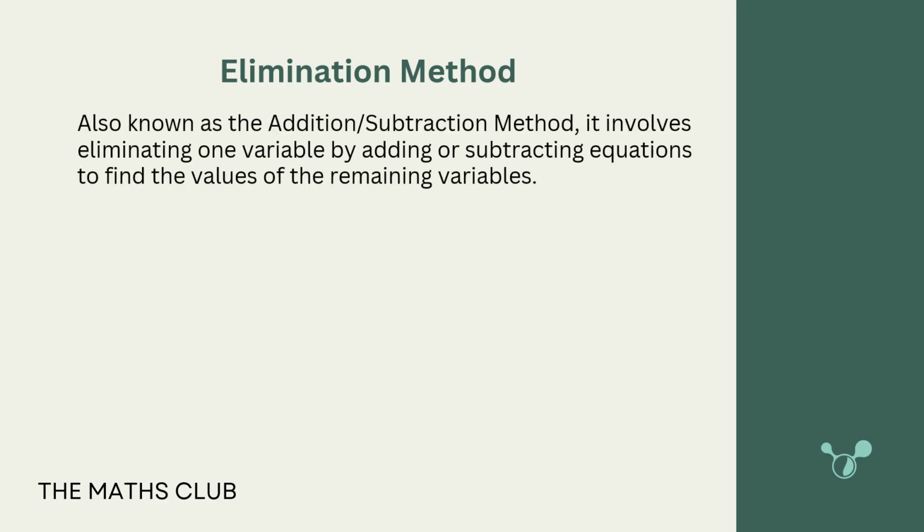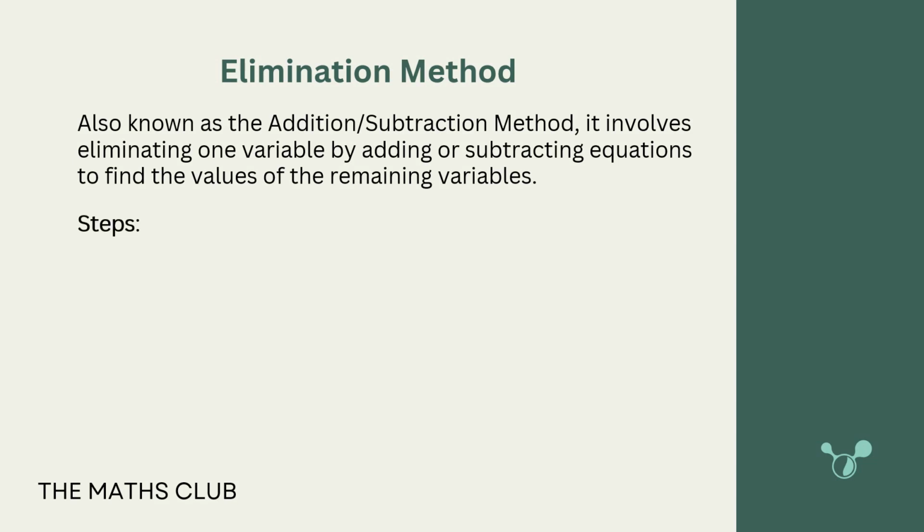So the elimination method is also known as the addition or subtraction method. What are we doing here? We are just eliminating one variable. We could have two variables, maybe a variable x and a variable y. So we try to eliminate one of them by adding or subtracting equations to find the values of the remaining variables. So that's basically what we're going to be doing.